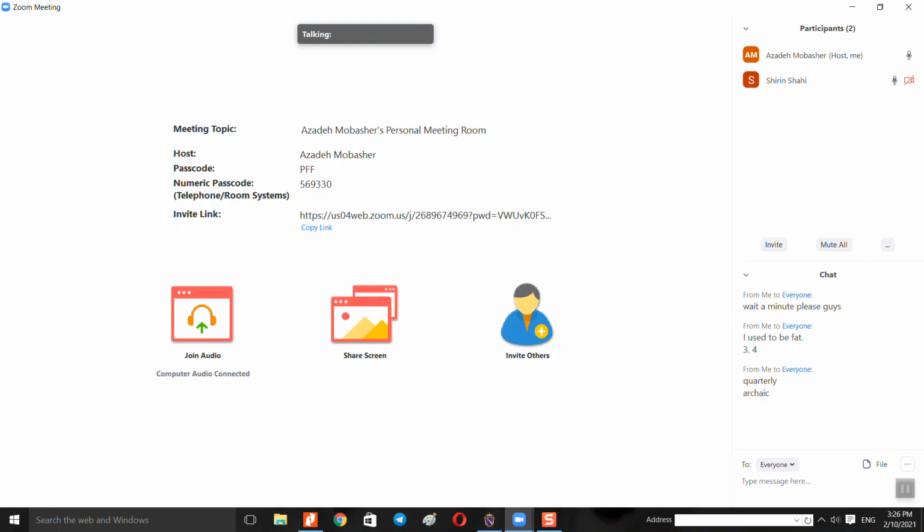And the next one is feline. Feline: relating to cats or other members of the cat family. Yes. Poultry: domestic birds such as chicken and something like that, which are kept on farms. Very good.